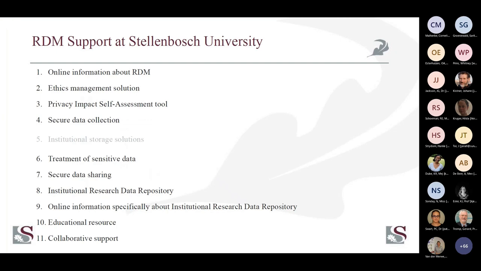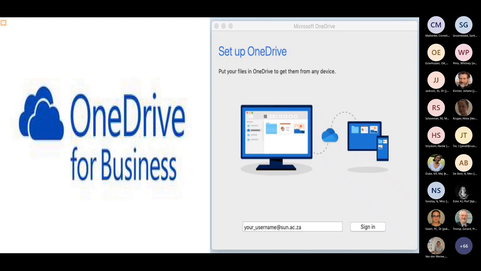Now, the next tool relates to institutional storage solutions. This is particularly important because the RDM regulations stipulate, or at least recommend, that researchers should not make use of third-party cloud storage options, particularly if their research data is sensitive in nature. Researchers are advised to make use of institutional solutions provided by the IT division, or at least by the library. There could be exceptions, but that is the general rule, and that facilitates compliance with POPIA as well. IT's recommended tool of choice in this case is Microsoft OneDrive for Business. It has to be the university's instance.